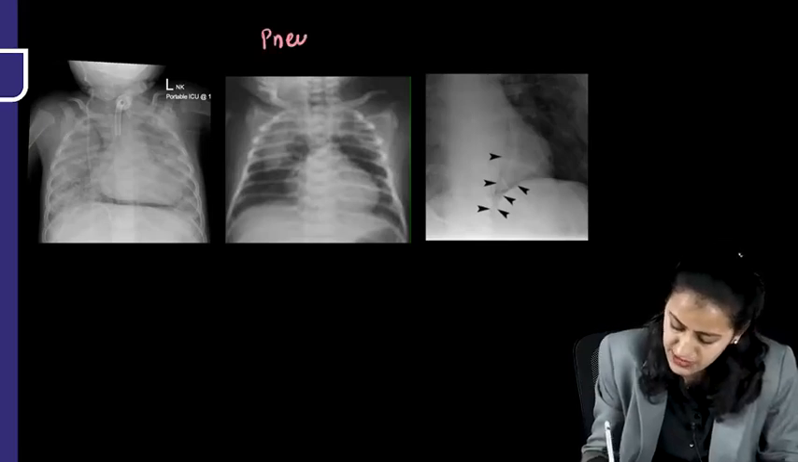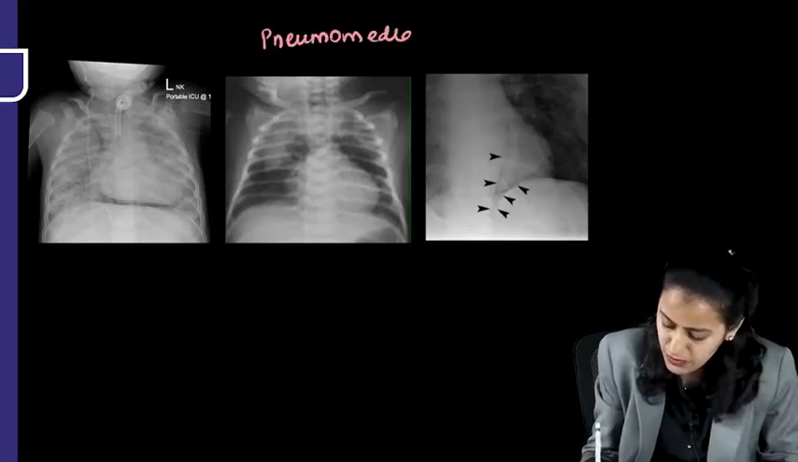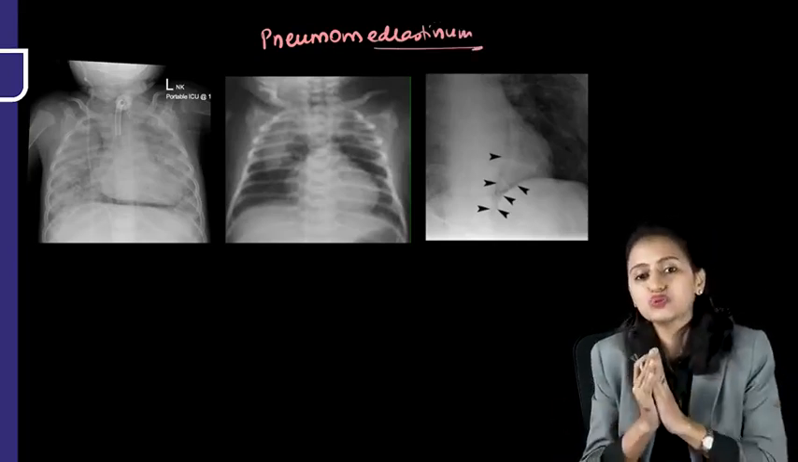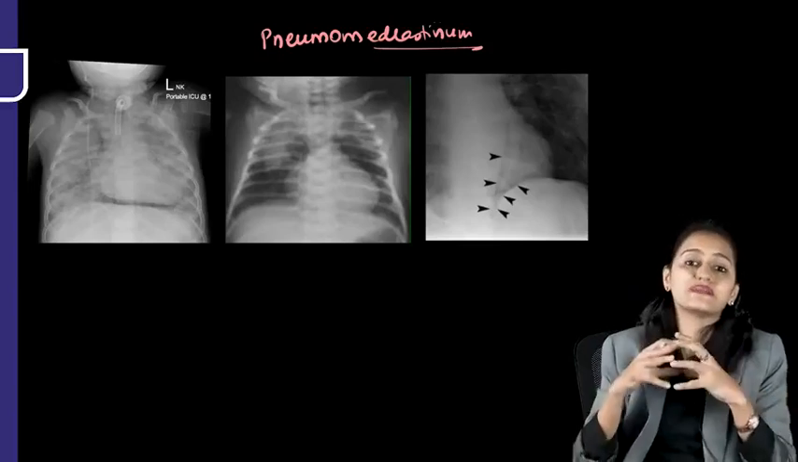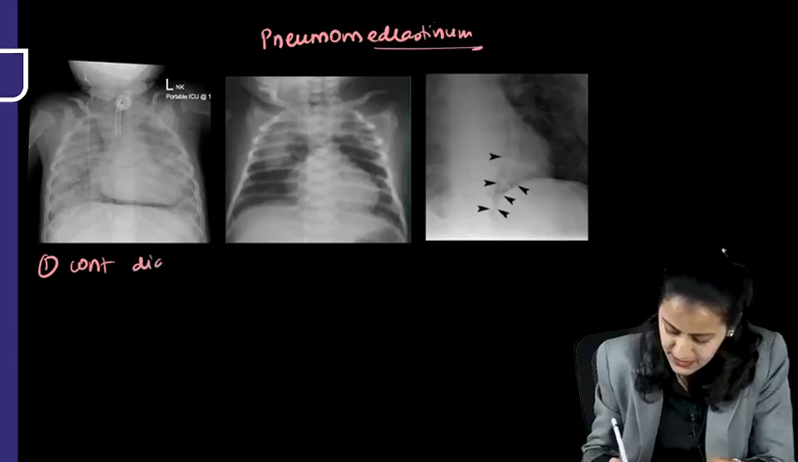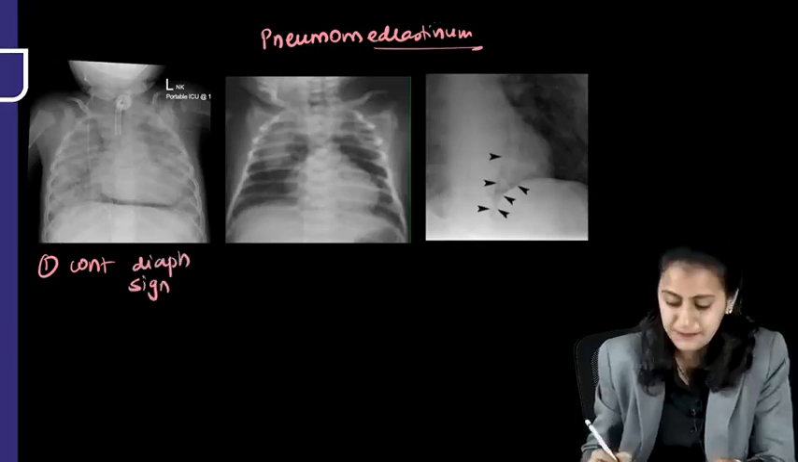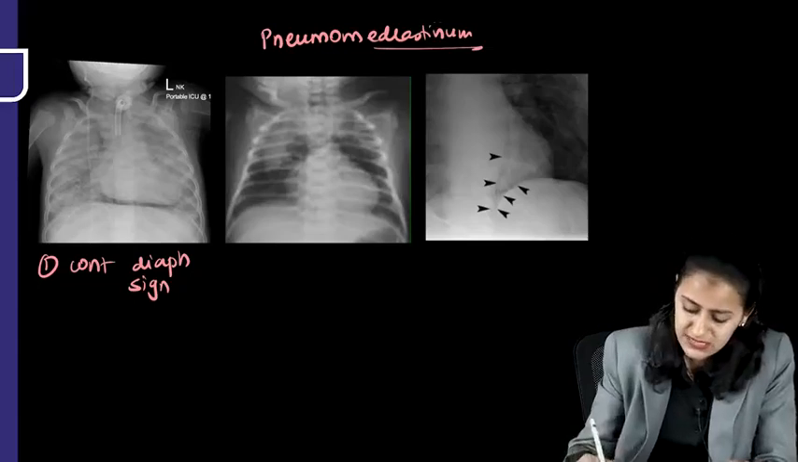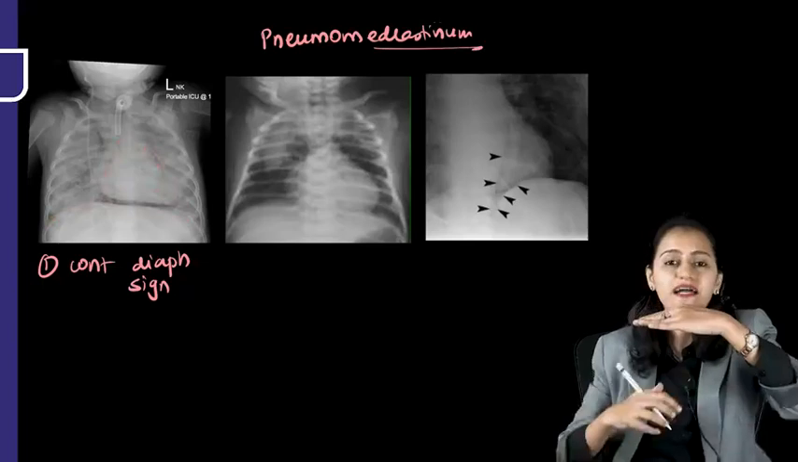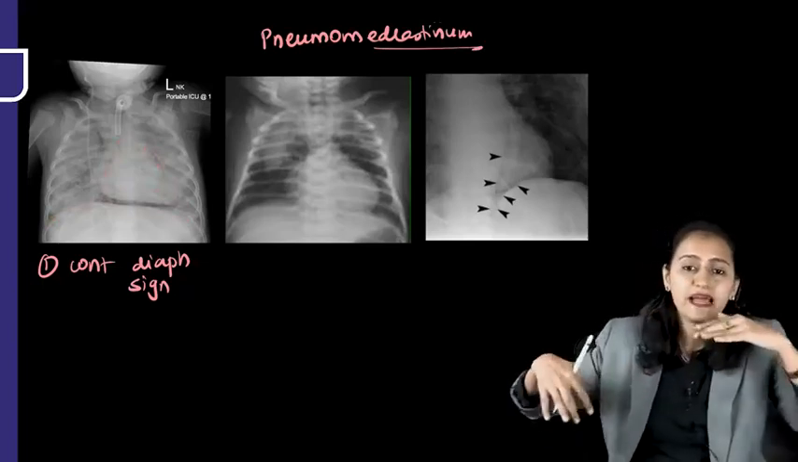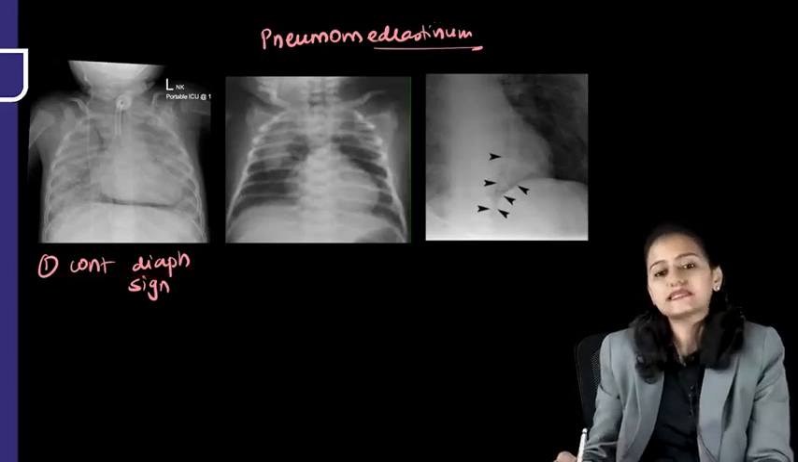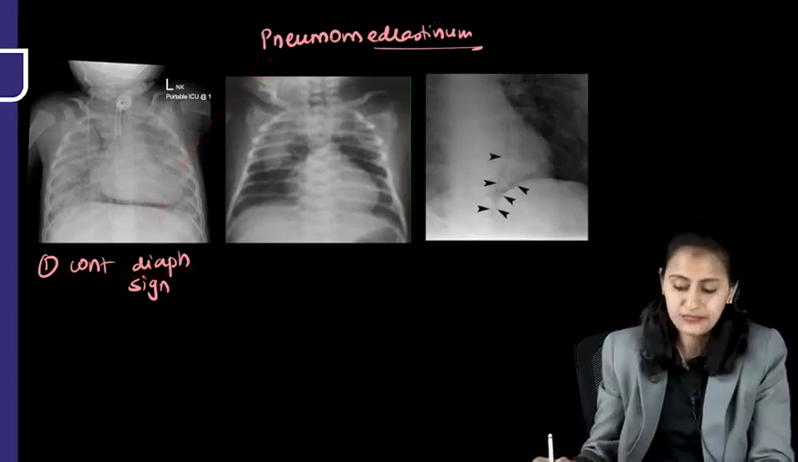So all these images are showing the diagnosis of pneumomediastinum. Remember, we are talking about pneumomediastinum, not pneumothorax. So air surrounding the mediastinal structures. The first important sign we are seeing here is the continuous diaphragm sign. Separating the heart from the diaphragm is this black air. So the heart and the diaphragm are separated by air, and that is why the diaphragm is seen in continuity. That is called the continuous diaphragm sign seen in pneumomediastinum.